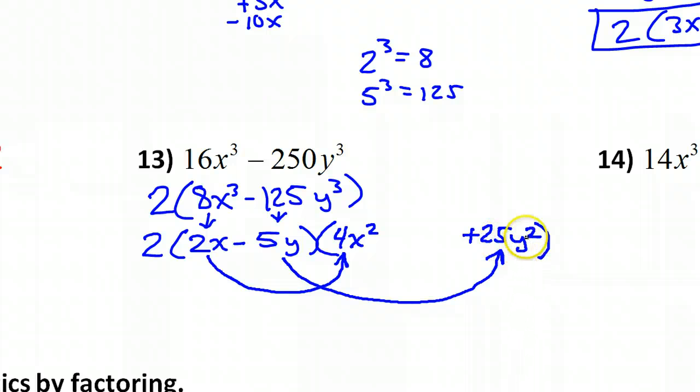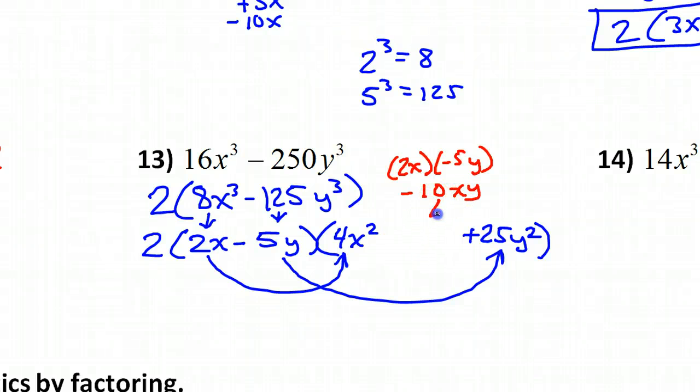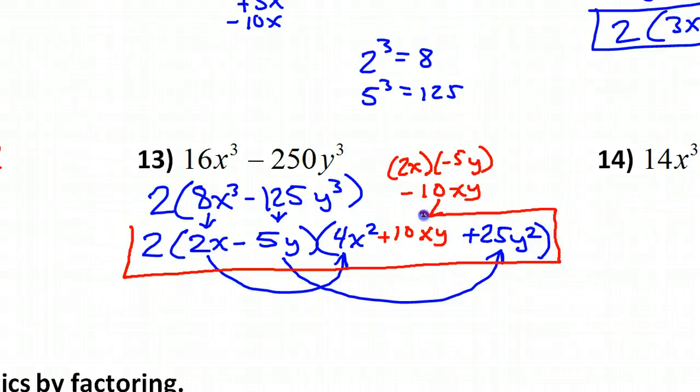And then the middle. The middle comes from multiplying these two together and doing the opposite sign. So the middle is going to come from doing 2x times negative 5y. This would make negative 10xy. So we put positive 10xy. You just multiply these together and do the opposite sign. So that is how you factor this. Okay, do not leave out the 2. Don't just divide and get rid of it. That 2 is still there.